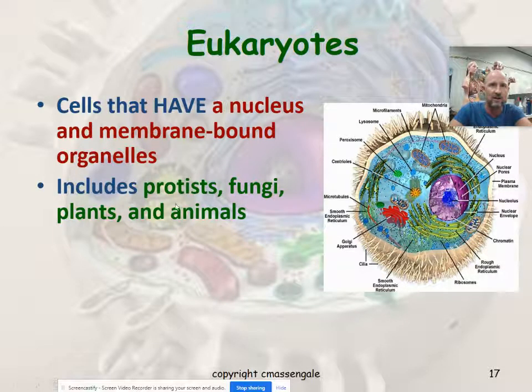Okay, and eukaryotes are going to be something called protists. Those are like amoebas, algae, fungi or mushrooms, plants that you're used to seeing, and animals you are used to seeing. These are all complex eukaryotic cells.